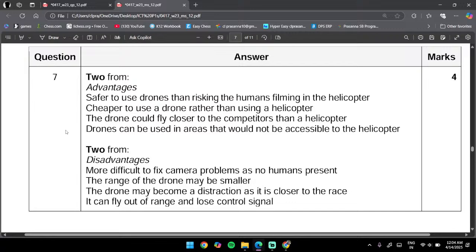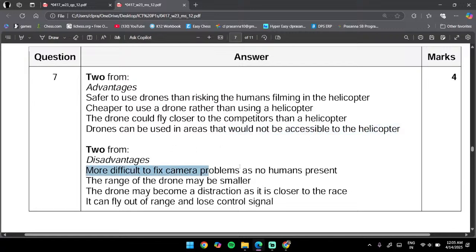It's cheaper, yes. The drones could fly closer to the competitors, exactly. Drones can be used in areas that would not be accessible to the helicopters. Yes, for example, let's say that the cars are going to pass through a tunnel, right? Now, of course, it's not possible for you to send a helicopter inside to record. So drones can easily go through and then record the race. That's why this is what they said here.